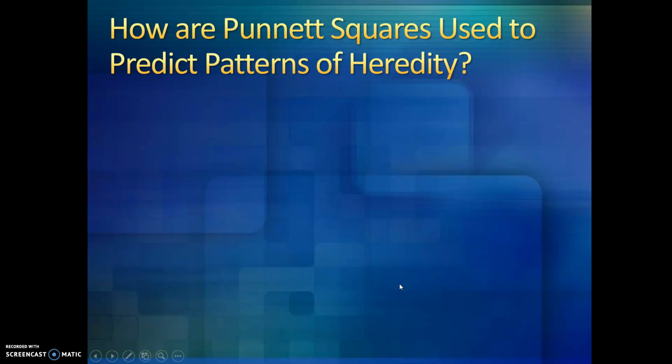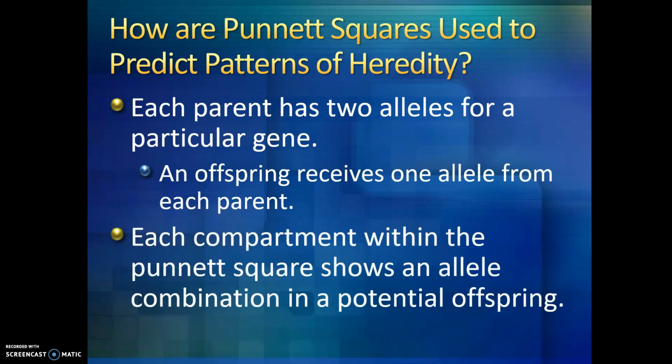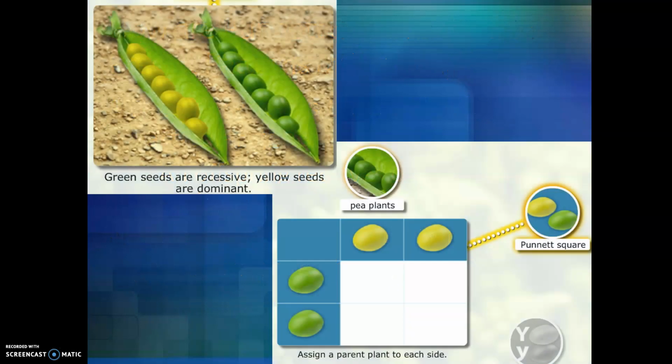How are Punnett squares used to predict patterns of heredity? Each parent has two alleles for a particular gene. An offspring receives one from every parent. So we're calculating the probability of how many different combinations we can get from these parents. Each compartment within the Punnett square shows an allele combination and the potential offspring.